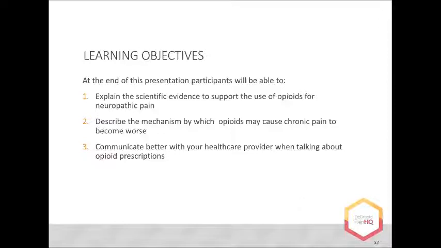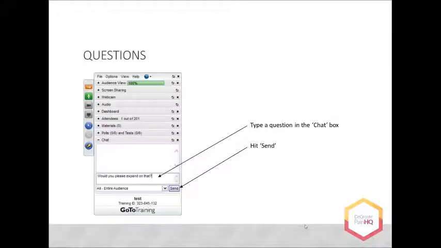So those were the objectives that I planned for this webinar. I hope that all of you that attended this webinar are now able to explain the scientific evidence of opioids for neuropathic pain, and to describe the mechanisms why opioids can cause chronic pain to become worse. That's the mechanism of opioid-induced hyperalgesia. Also, some tips for you to communicate better with your healthcare provider when talking about opioid prescriptions. So I'll give it back to June.